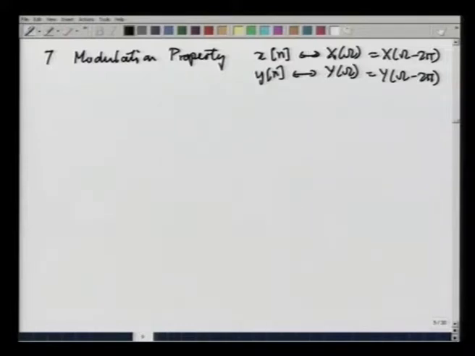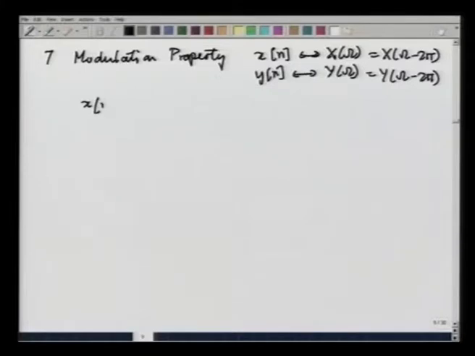Taking a cue from the modulation property of the continuous time Fourier transform, what we expect here is that the Fourier transform of the product x[n] y[n] must be 1 by 2 pi times the convolution of the Fourier transforms. But unfortunately, here you really cannot carry out the usual or linear convolution of the two Fourier transforms, because both X(omega) and Y(omega) are periodic functions with a period of 2 pi. So, how on earth can one carry out their convolution?